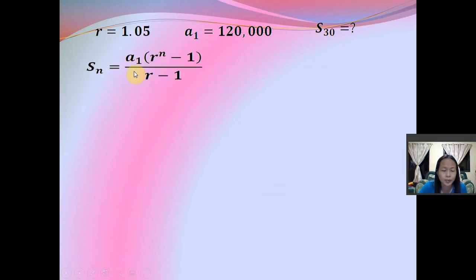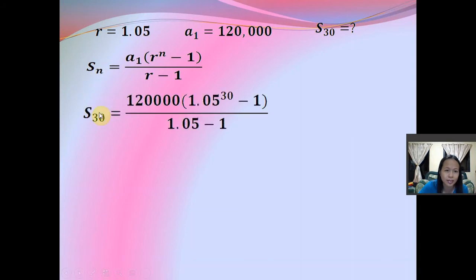The formula for the sum of the terms of a finite geometric sequence. Our n is 30. This is equal to our first term, 120,000, and our common ratio is 1.05. Our n here is 30, since we are talking about 30 years, minus 1, divided by r, which is 1.05 minus 1.